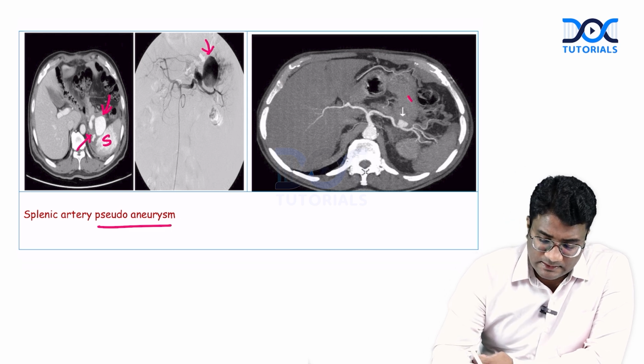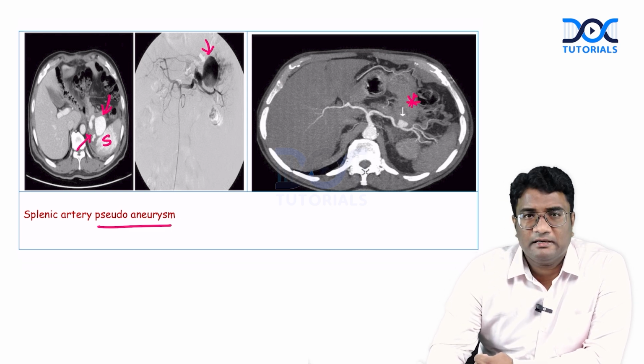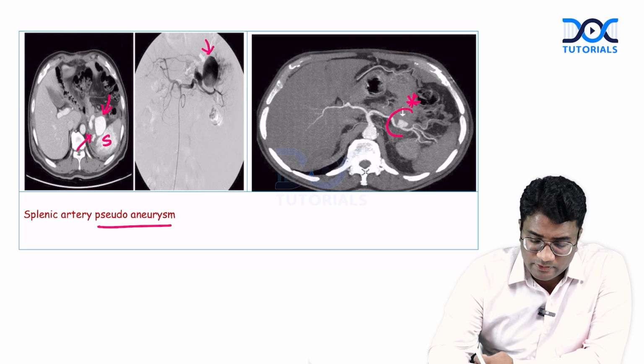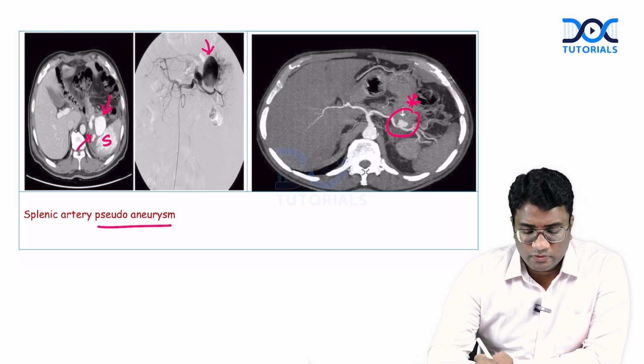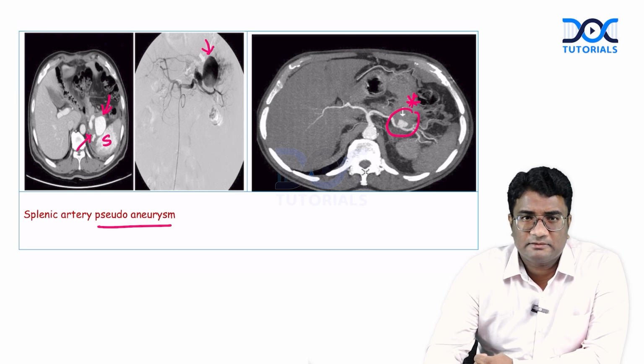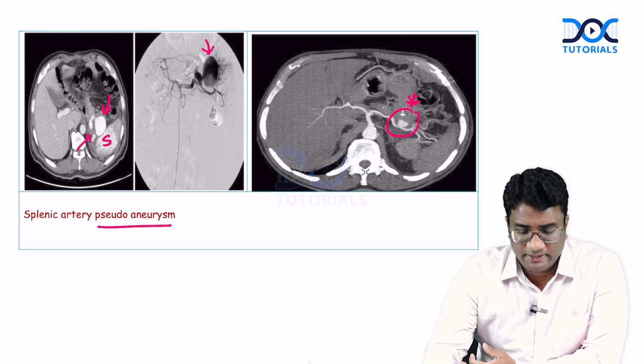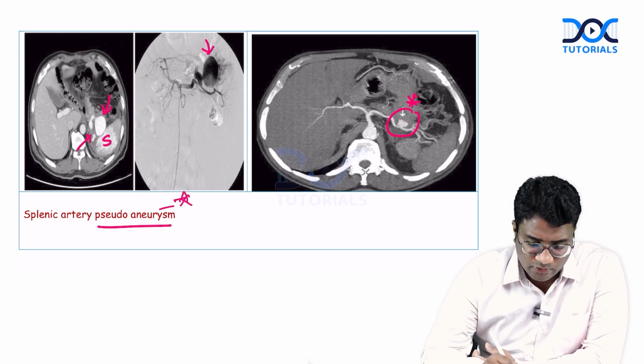And this is the CT angiography showing you the aneurysm in the splenic artery. So, this is the celiac trunk that is shown to you, and you are seeing the splenic artery having this splenic artery pseudoaneurysm in a patient of pancreatitis. So, this is also splenic artery pseudoaneurysm.